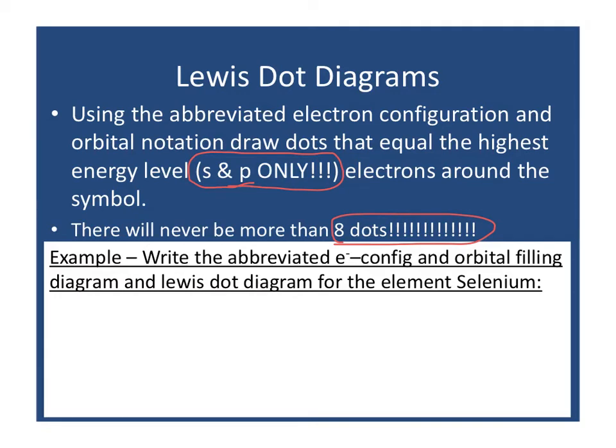Some of the bigger, more point-heavy questions that come up from this unit involve doing these 3 things: an abbreviated electron configuration, an orbital filling diagram, and the Lewis dot. All right, in this case, we are going to do this for the element selenium, which is Se.